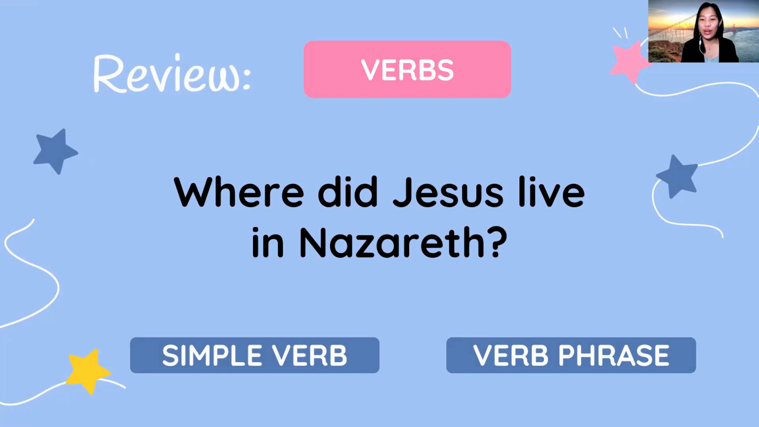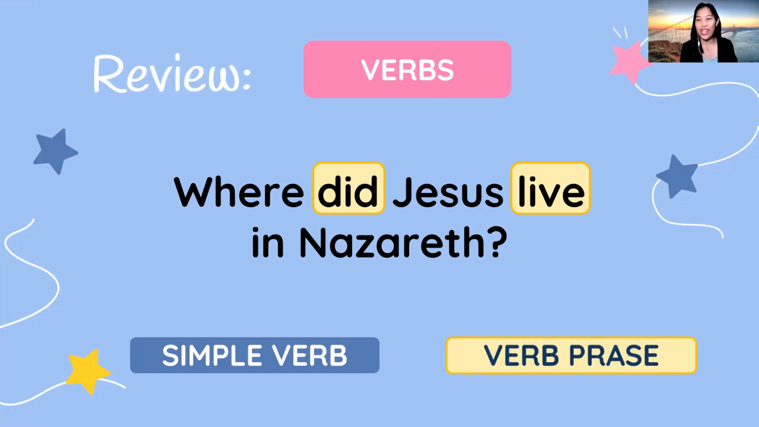For the next one, kindly read the sentence. Thank you. So here, which is the verb? Very good. The word live shows action, but the verb here comes with a linking verb, and that is did. So did live. When we say did live, is it a simple verb or a verb phrase? A verb phrase. Very good.